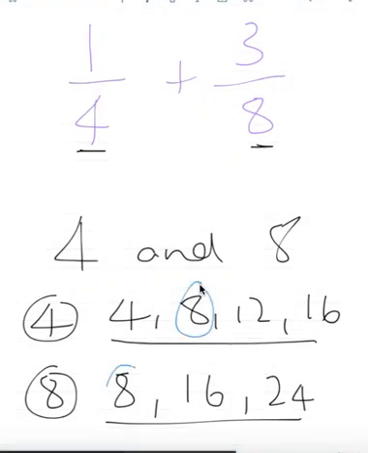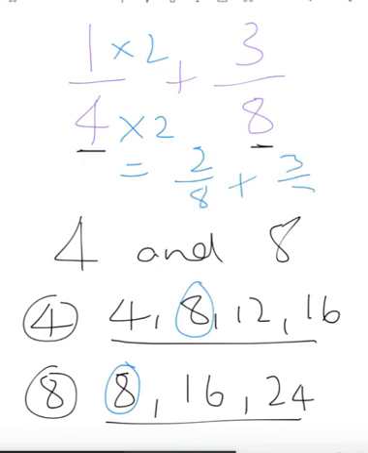So 8 is the lowest common multiple of 4 and 8, okay? As soon as you see that, you can stop. You keep going until there is a lowest common multiple between 2 numbers, okay? So if I had to work with this fraction, I can turn this 4 into an 8. 4 times 2 and 1 times 2, and I would have 2 over 8 plus 3 over 8. Then I can add my fractions. So finding the lowest common multiple is the same as finding the lowest common denominator.